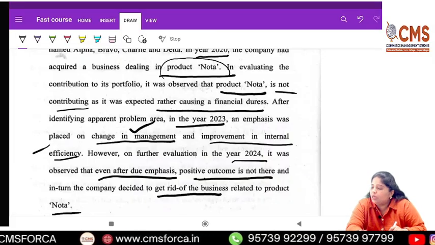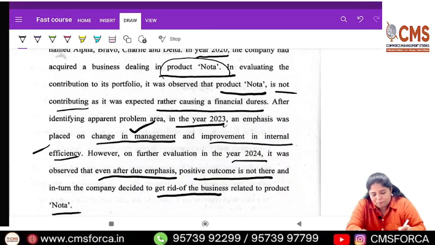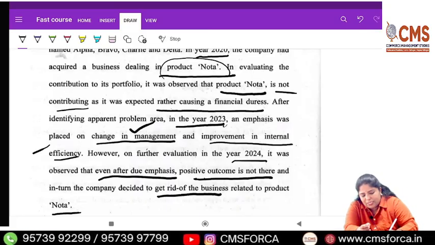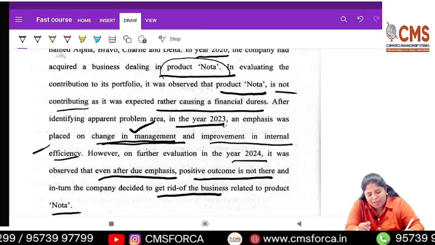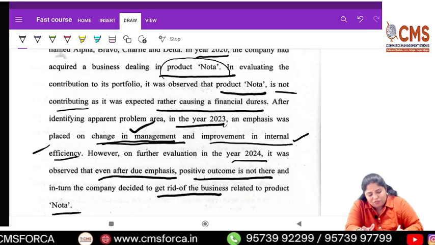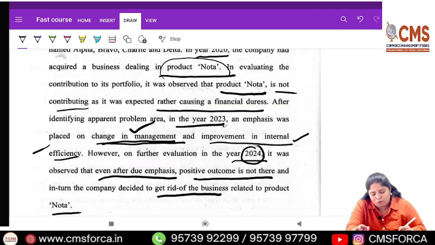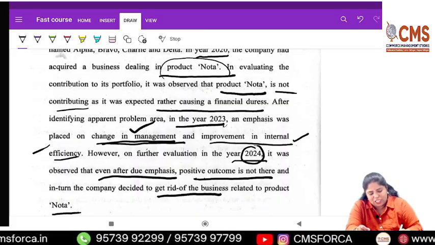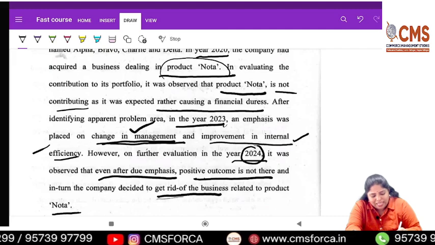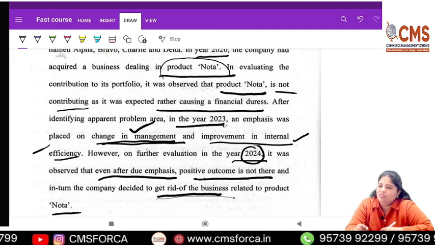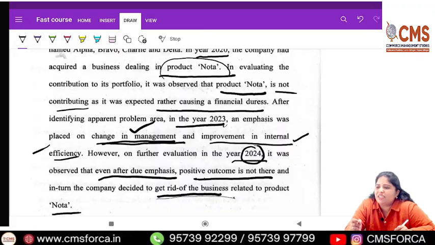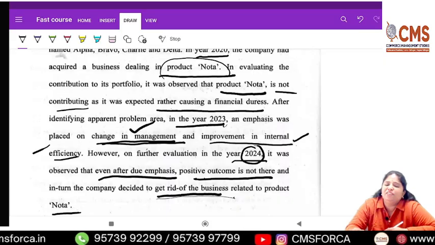After identifying the apparent problem area in the year 2023, the emphasis was placed on change in management. Please focus on this. What they have done: change in management, improvement in internal efficiency. However, on further evaluation in the year 2024, it was observed that even after due emphasis, a positive outcome is not there. And in turn, the company decided to get rid of the business related to product nota. Now, they want you to identify and explain which retrenchment strategy they have gone for in 23 and in 24.